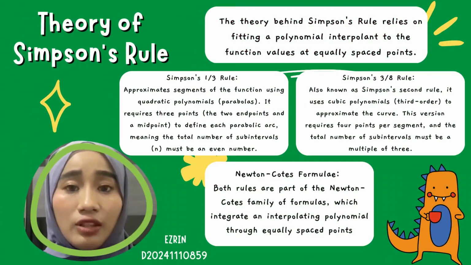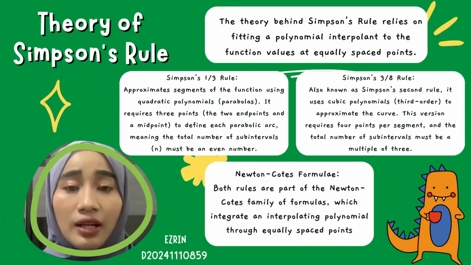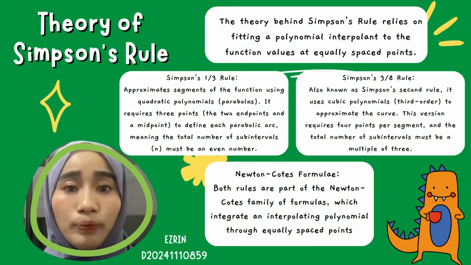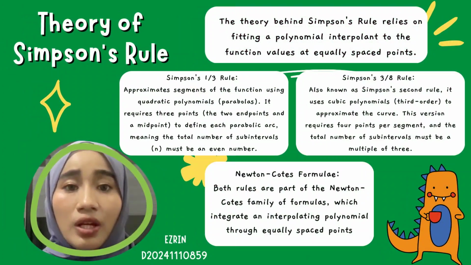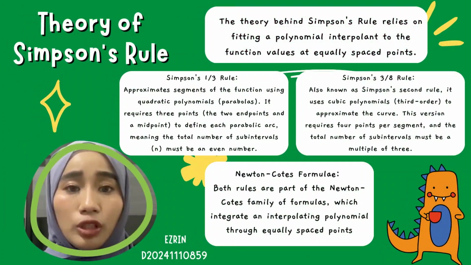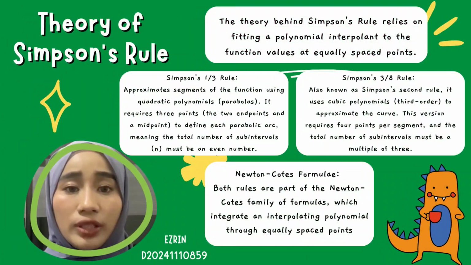Simpson's 3/8 rule, also known as Simpson's second rule, uses a cubic, third-order polynomial to approximate the curve. This version requires 4 points per segment, and the total number of subintervals must be a multiple of 3. Both rules are part of the Newton-Cotes family of formulas, which integrate an interpolating polynomial through equally spaced points.